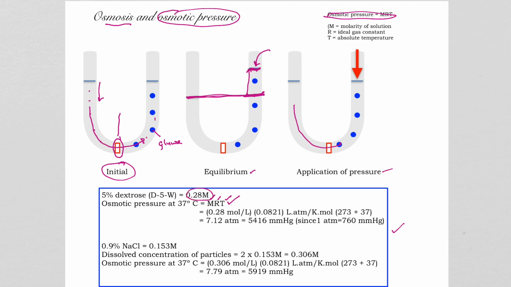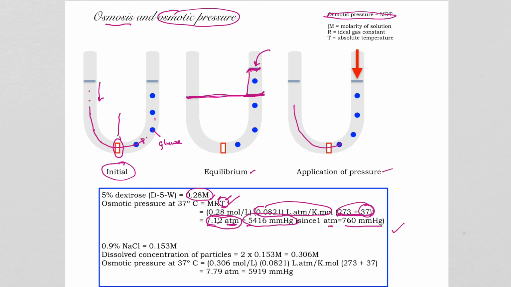So molarity here is 0.28. Then R is a gas constant, that's the value in these units. Temperature is in kelvins, the absolute temperature, so we must add 273. If the body temperature is 37, we add 273 to the actual temperature, multiply everything, and we get the pressure in atmospheres. But since 1 atmosphere is 760 millimeters mercury, we multiply 760 by 7.12, and we get this number here, 5416 millimeters mercury. That's the osmotic pressure.